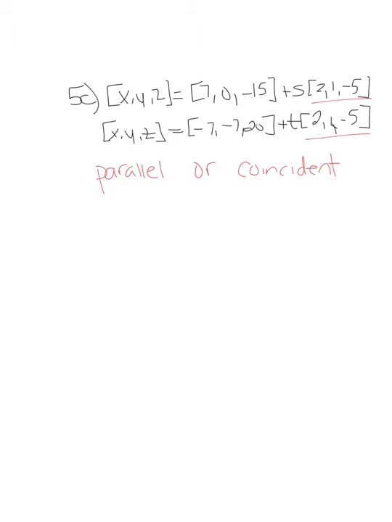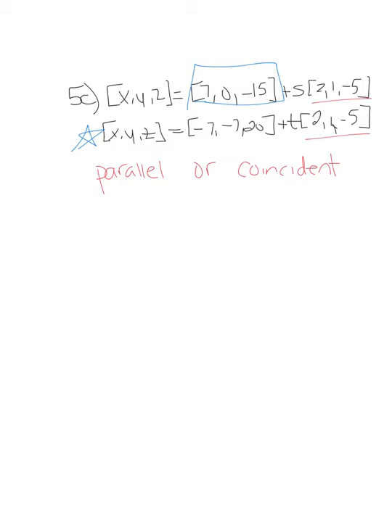In order to tell what the case is in this situation, I need to choose one of the points in one of the lines and see if it satisfies the second line. If it does, then I know that there's an infinite amount of solutions, and if it doesn't, I know that these two lines must just be parallel but not intersect. So I'm just going to take this first point and see if it satisfies this second equation. I could choose the second point and see if it satisfies the first. It's the exact same thing.